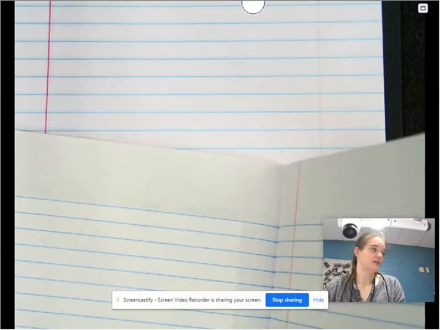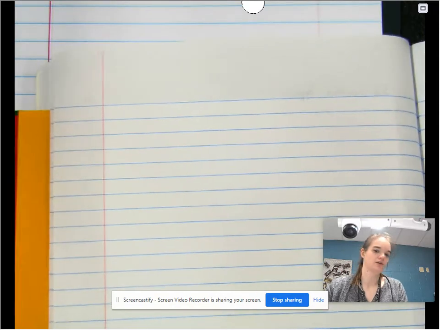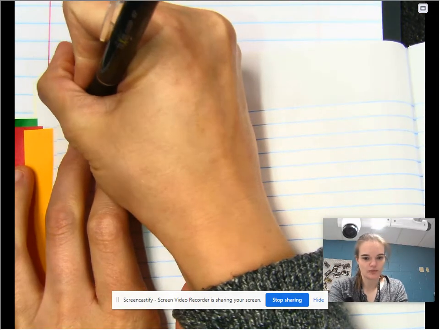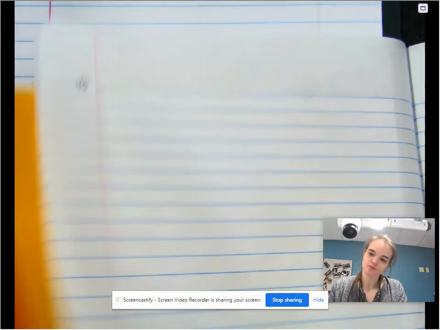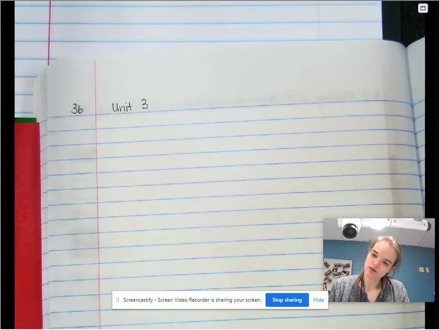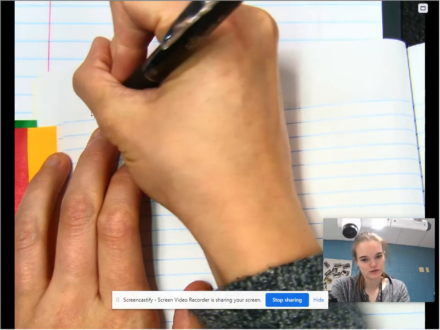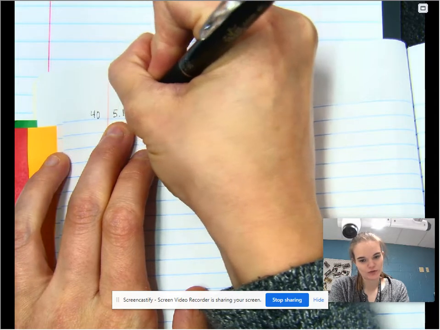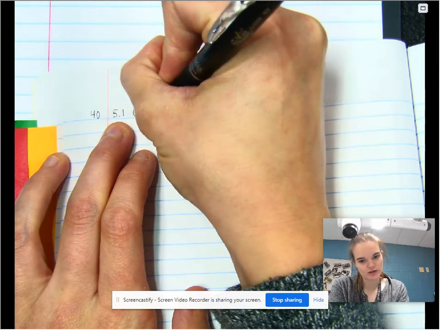Today we're going to start specific types of functions. So we're going to do linear functions first, and we're actually going to graph them first. So this is on page 40 of your notebook. 40 is 5.1, graphing linear functions. That's also the title for 41, but we won't get to that today.